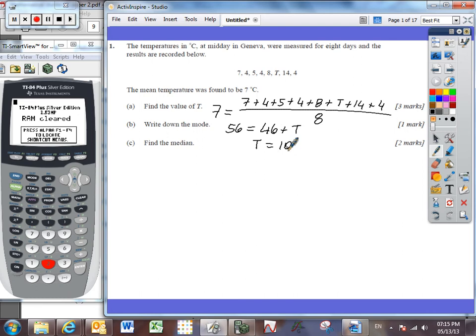The mode is the number that occurs the most frequently, so you've got to imagine now that T is equal to 10. And in this list, the mode obviously is 4. 4 is the only one that occurs more than once. In fact, it occurs 3 times, so the mode is 4.